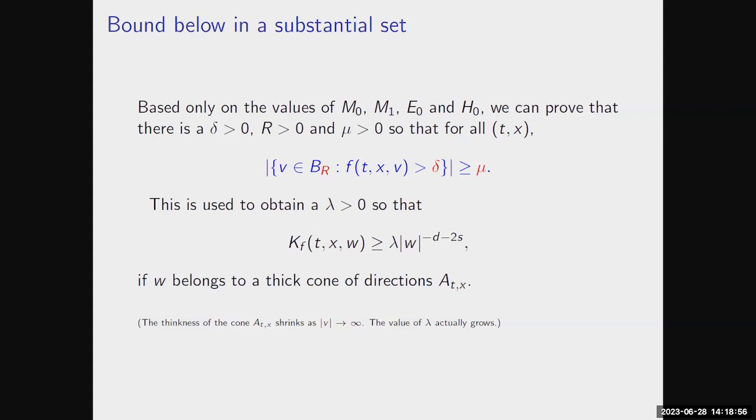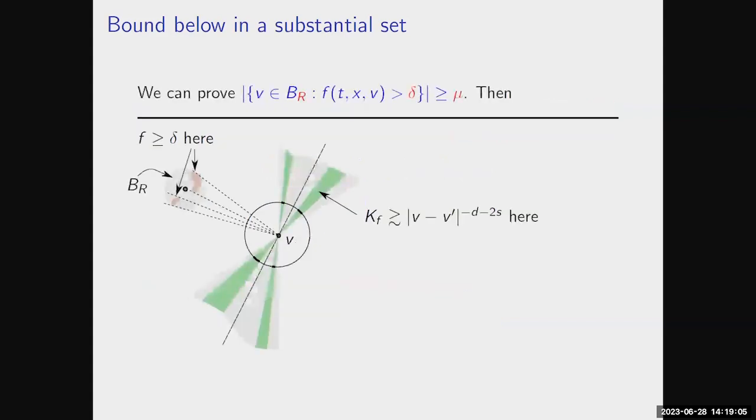Now, once you have a set where the function is bounded below, from any point there are a lot of directions where you see that set, and in all the perpendicular directions, your kernel is bounded below. So that should be like the picture. There is a set here in a ball where f is bounded below by some constant delta. So if I take any other point v, in any direction that is in a way perpendicular to the directions where you see the set, then there should be a bound below for the kernel, right?